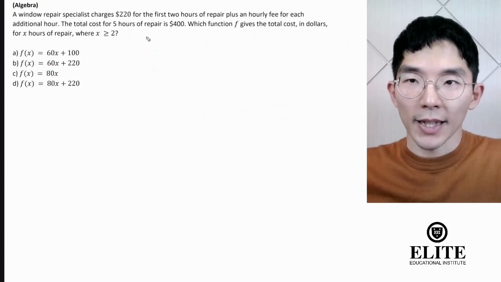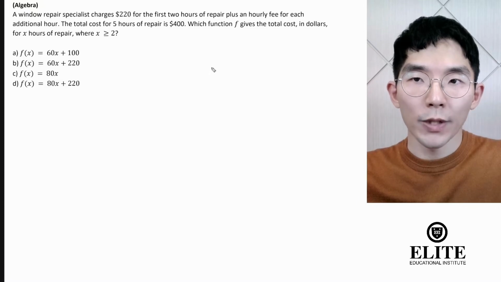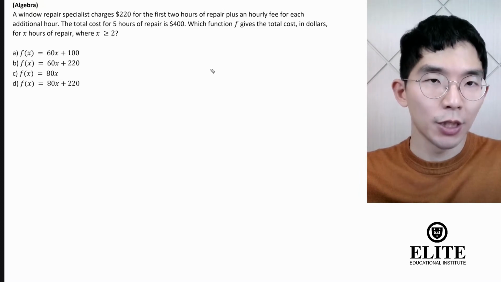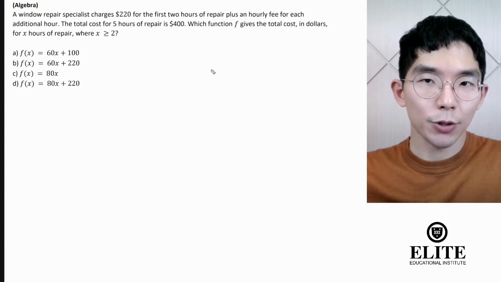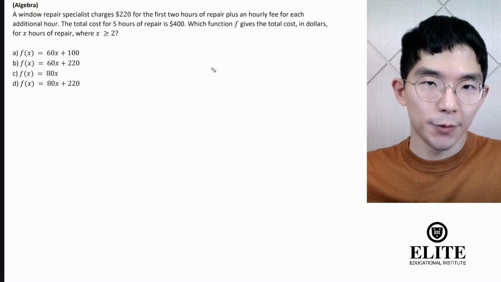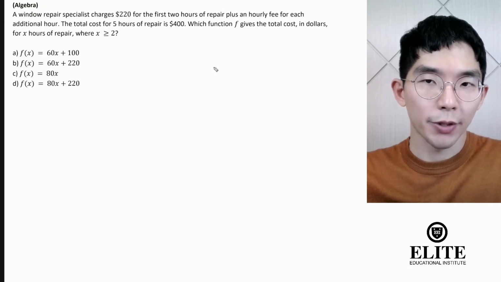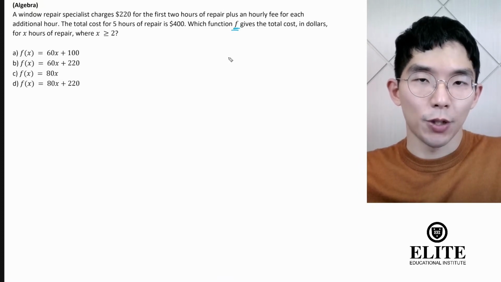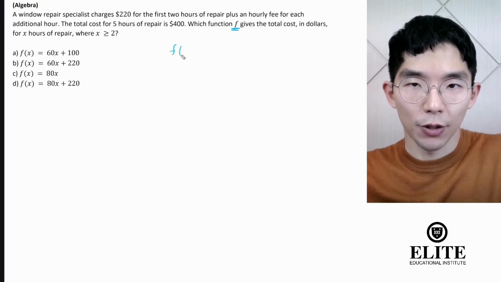Now, the last problem. A window repair specialist charges $220 for the first 2 hours of repair plus an hourly fee for each additional hour. The total cost for 5 hours of repairs is $400. Which function f gives the total cost in dollars for x hours of repair where x is greater than or equal to 2? So now, this problem simply involves constructing an equation for f given all the information.